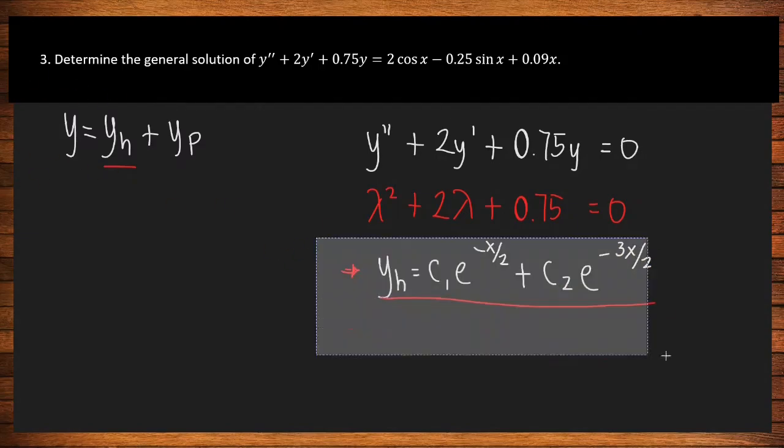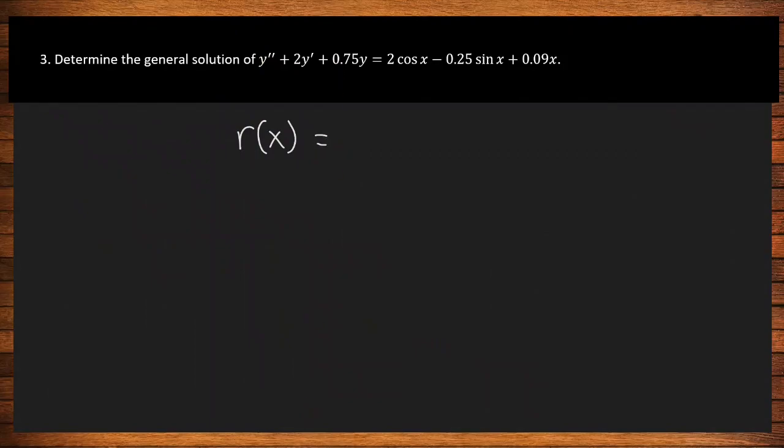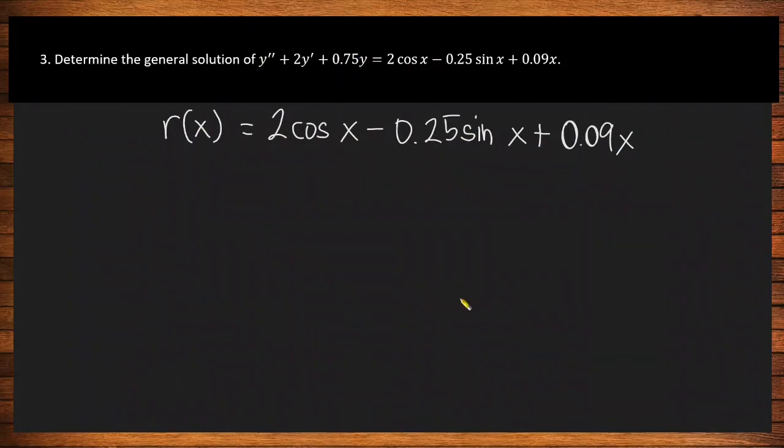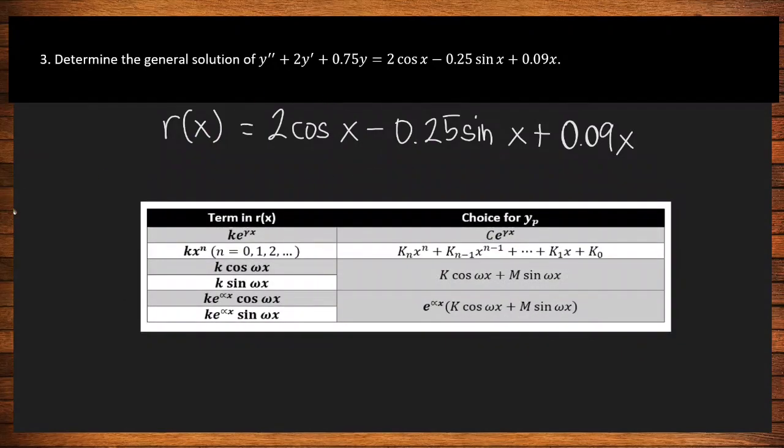So, ngayon naman, yung y sub p, yung hahanapin natin. So, as you can see, our r of x contains several terms. So, based dun sa table natin, we can see that our r of x is a sum of functions that are in the first column of our table. In this case, we will apply the third rule, so yung sum rule.